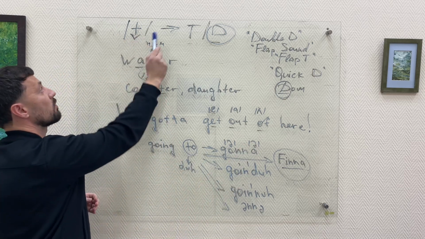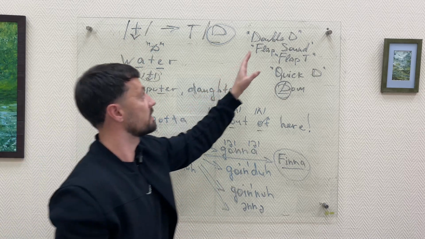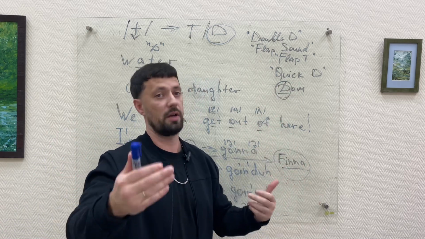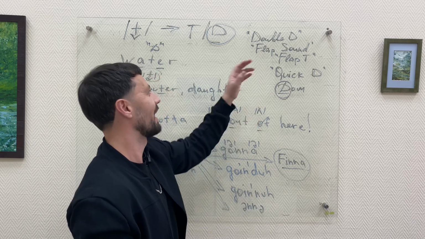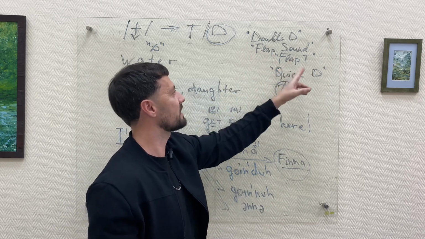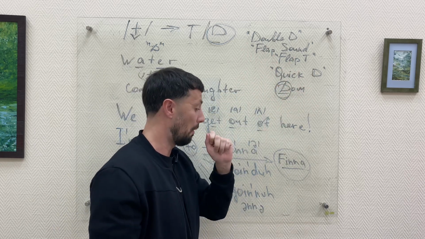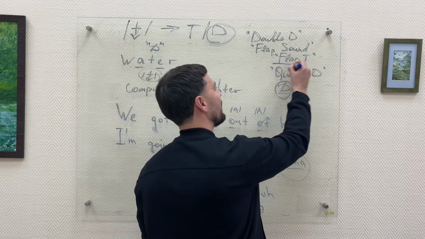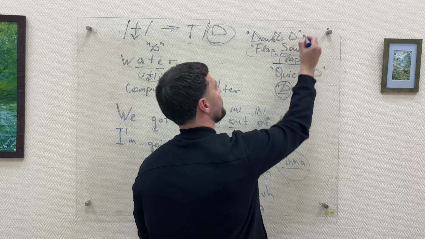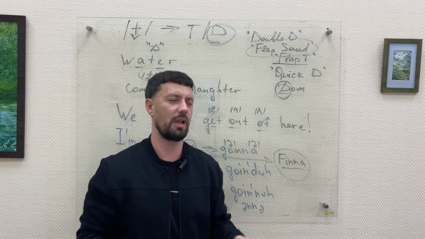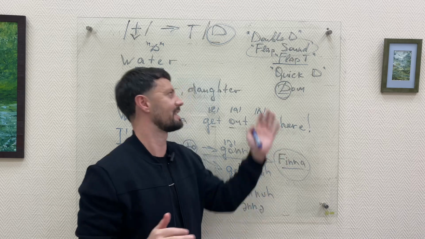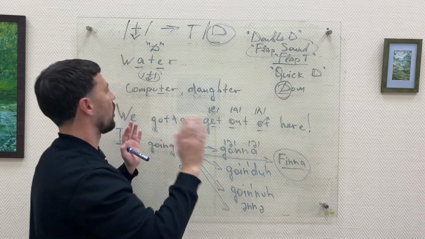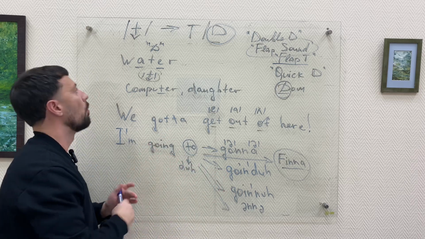This symbol represents a sound that is known by different names, but you should pick the one you like the most. Double D, flap sound, flap T, quick D. I would recommend calling it flap T or a flap sound, because it sounds more academic than quick D or double D, if you know what I'm saying. Okay, anyways, the situation here is quite simple.